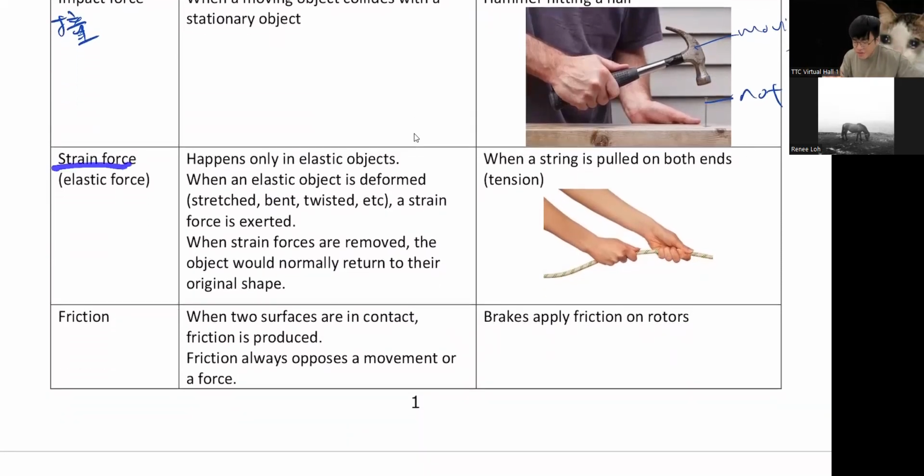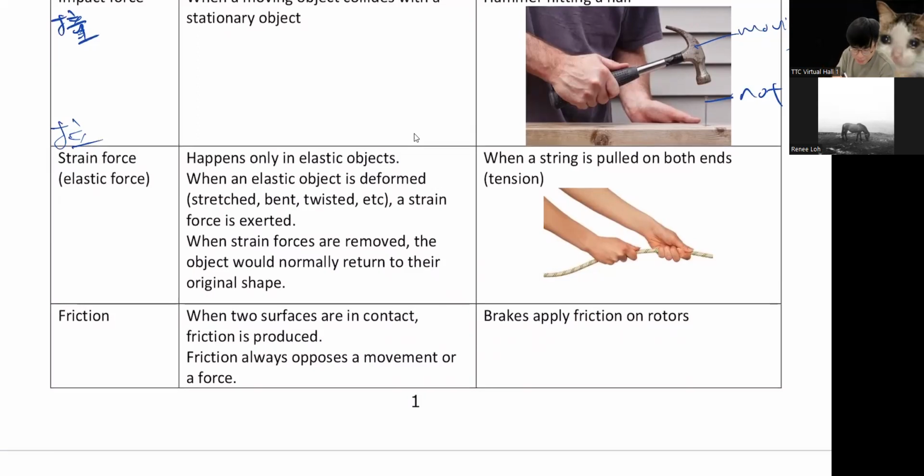Next, strain force. Strain force 叫拉力。Okay, the pulling force 拉力, or we call it elastic force. There's two ways to say this. Some call it strain force, some call it elastic force. Depends on who you ask lah. Because different books they write different things. Some books they say strain force, some books they say elastic force.